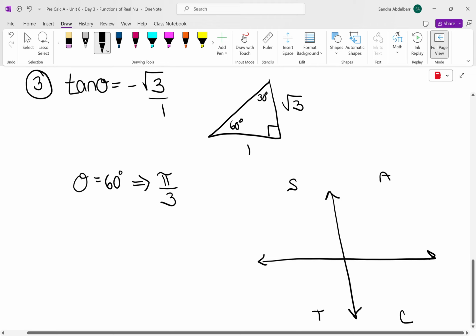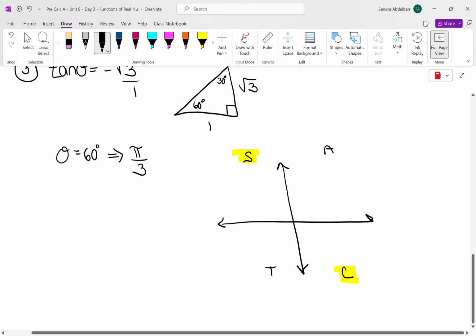Right, because my tangent is negative. Because the tangent is negative, I'm not in quadrant 1. Which two quadrants do we have negative tangent? 2 and 4. So I'm going to have a triangle in quadrant 2 and a triangle in quadrant 4.